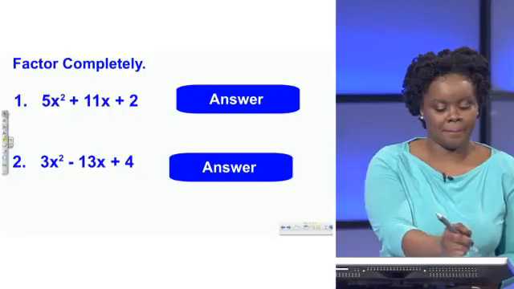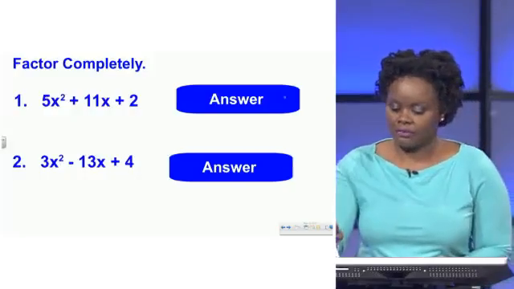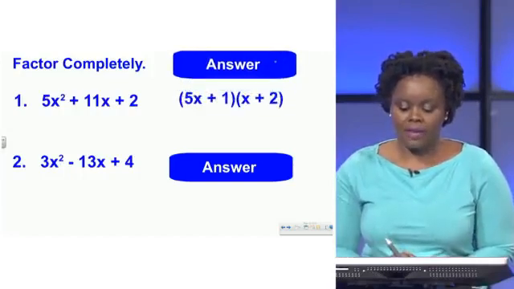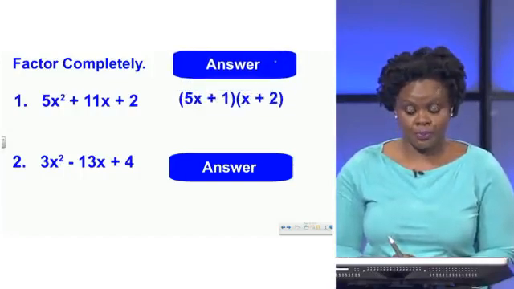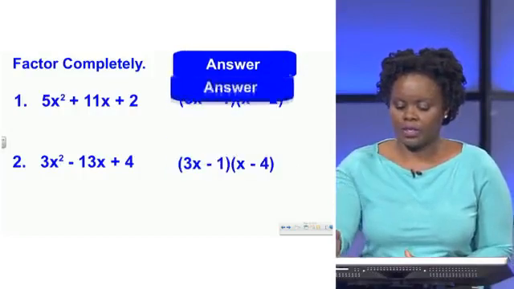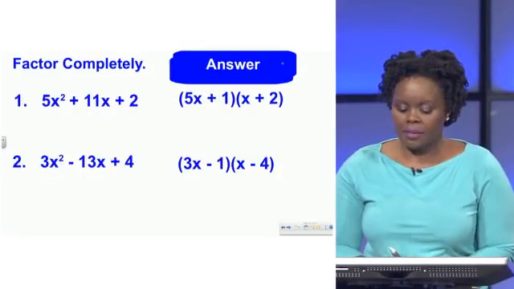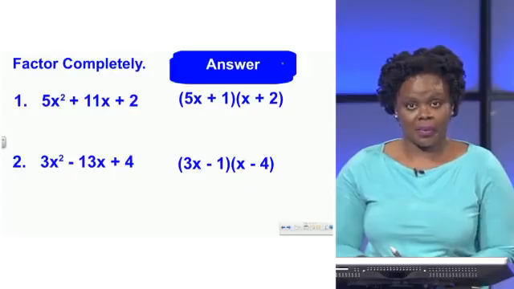All right, you ready to check? Let's see. So when I factored that first trinomial, I got 5x plus 1 and x plus 2. And when I factored the second one, I got 3x minus 1 and x minus 4. Okay? This is how I did it.